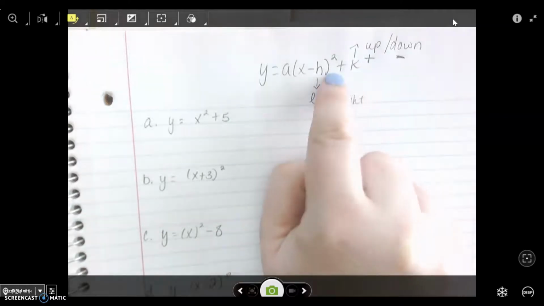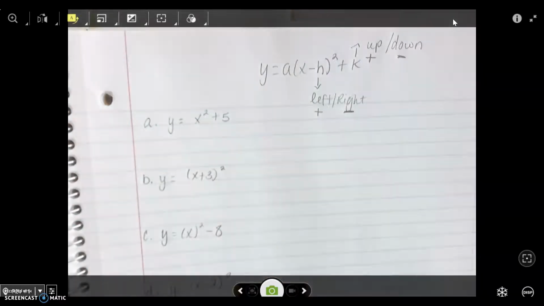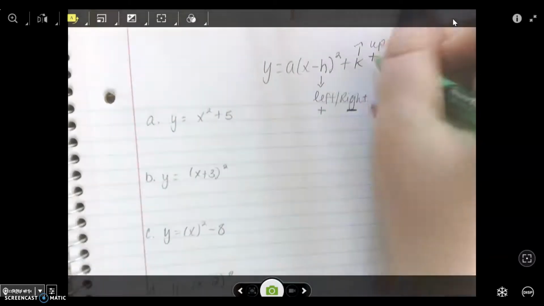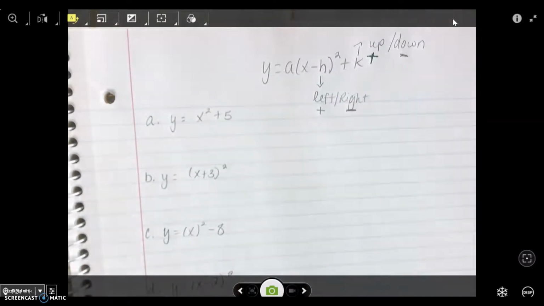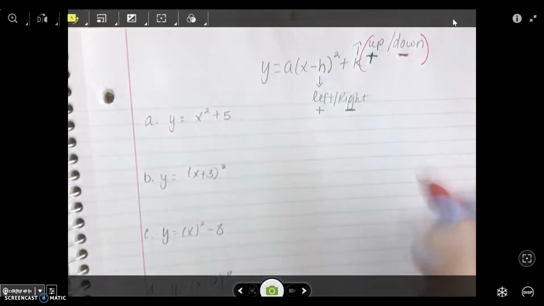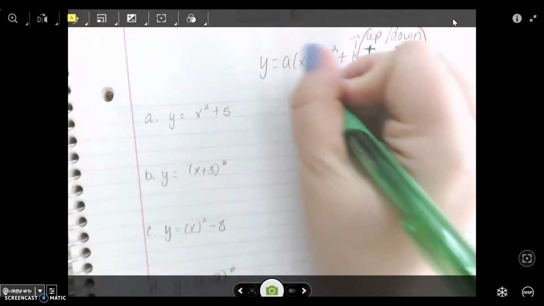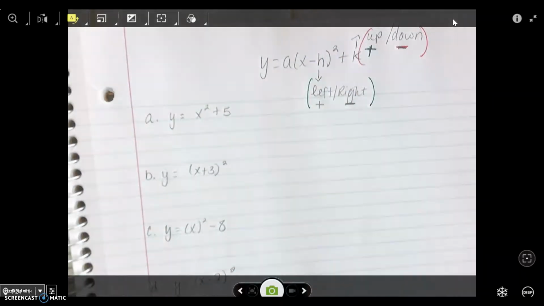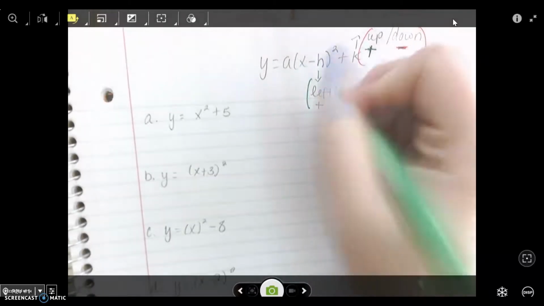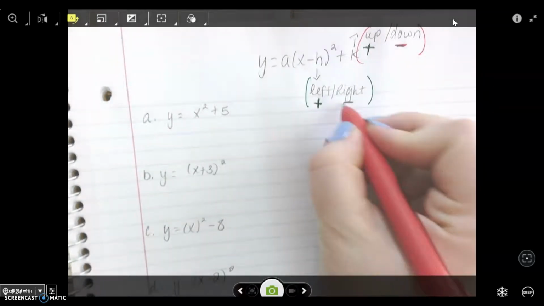K moves, if you add or subtract something to the end, it's going to move the graph up or down. So if k is positive, it's going to move it up. If k is negative, it's going to move it down. And then h is the opposite of what you would think. So if h is positive, it's going to move to the left. If h is negative, it's going to move to the right, that many units.